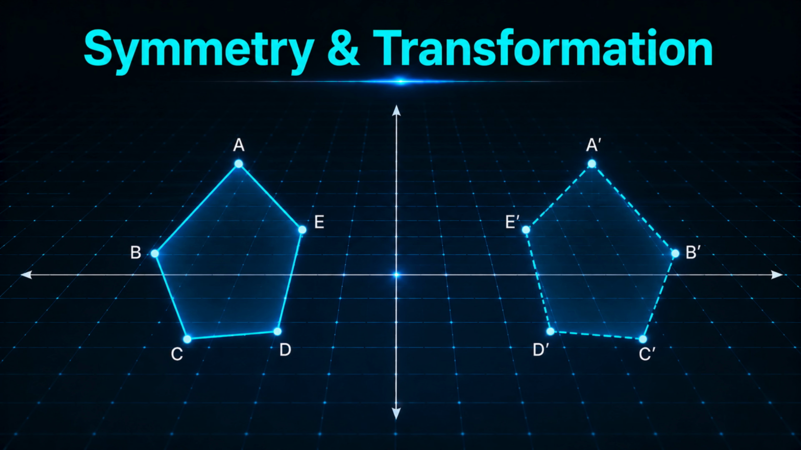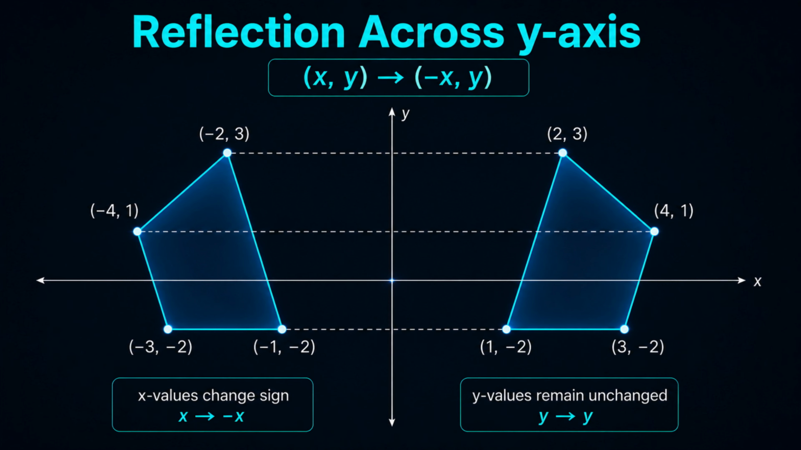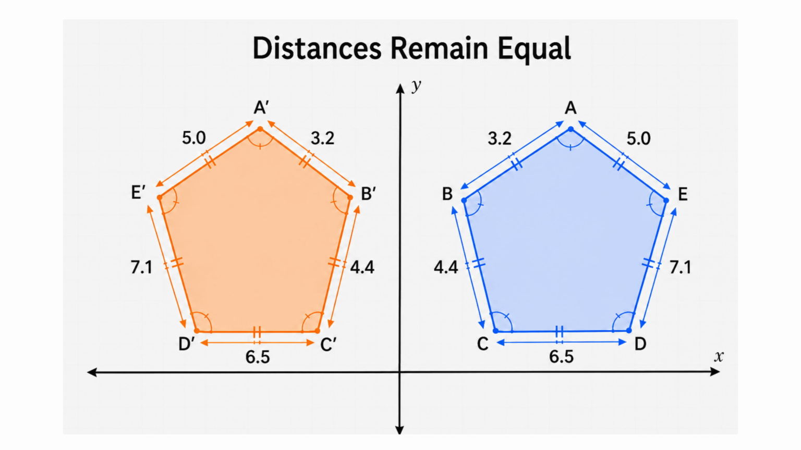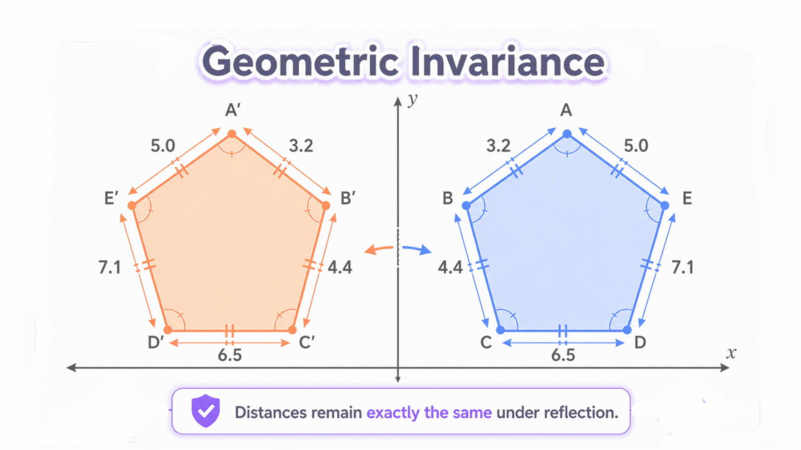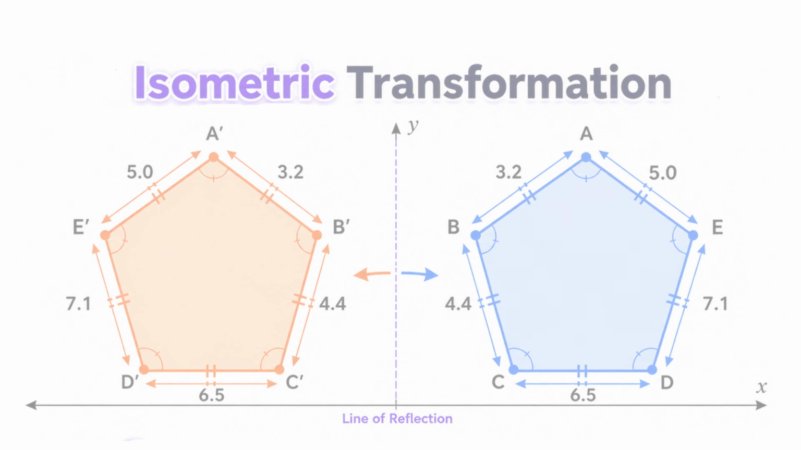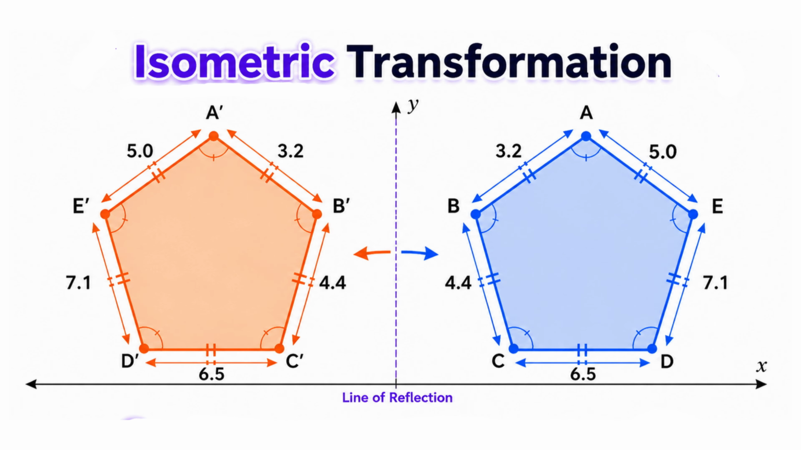Coordinate geometry also introduces the idea of symmetry and transformation. When a figure is reflected across the y-axis, every x-coordinate changes sign, while the y-coordinate remains unchanged. Similarly, reflection across the x-axis changes the sign of the y-coordinate. But something remarkable happens. The shape changes orientation, yet all distances remain exactly the same. This property is called geometric invariance. Reflection changes position, but preserves magnitude and shape. That is why reflections are called isometric transformations.